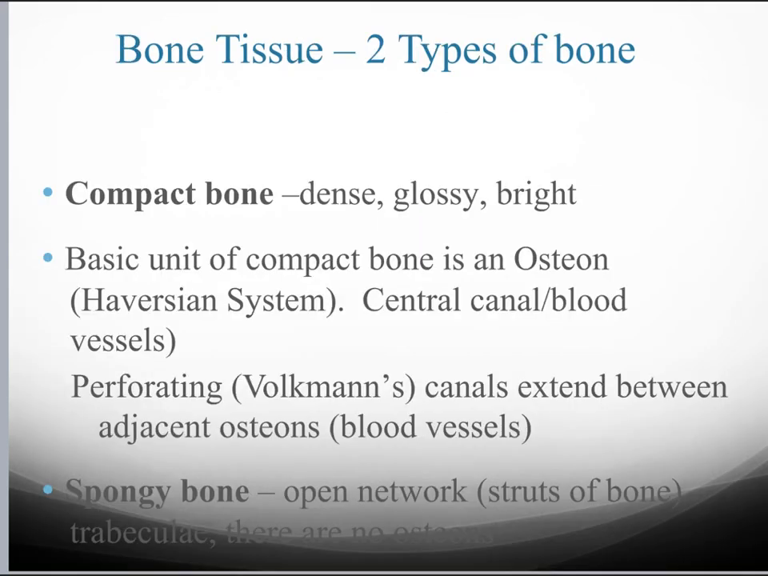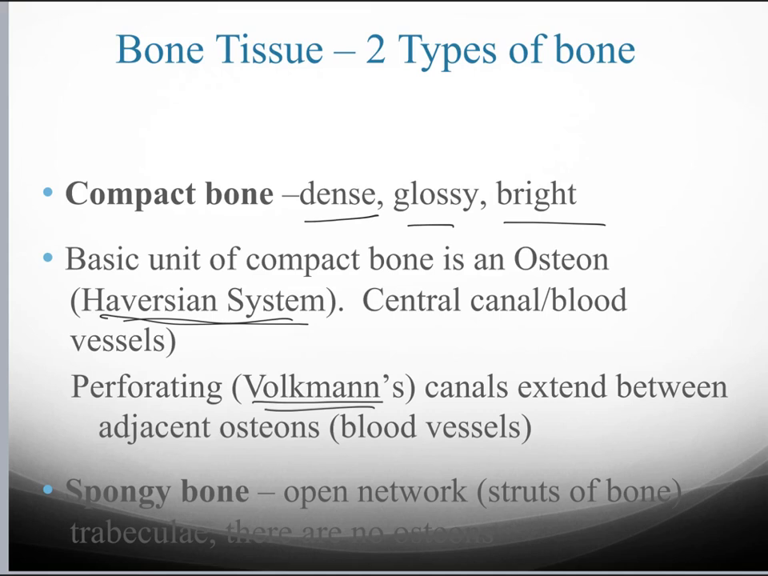When we look at the two types of bones, in our histology lecture we talked about compact bone, how it's dense, glossy, bright, and then how the basic unit is that haversian system, or that osteon, the central canal where all those blood vessels come through. And then we talked about those perforating Volkmann canals, which are going to extend between those adjacent osteons.